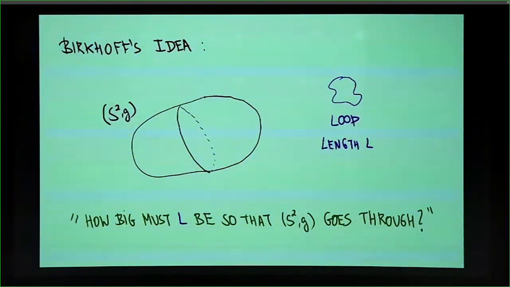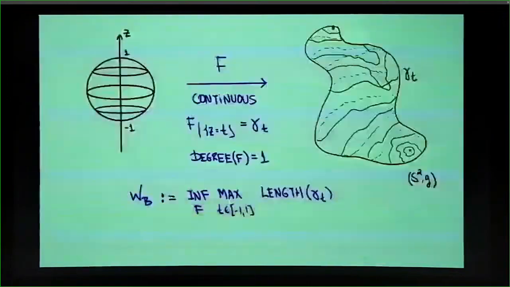Okay? So if the loop has an enormous length, then of course you can make your sphere pass through the loop. If the loop is too short, then if you try to pass the sphere through the loop, it will get stuck, right? And so there is a transition in the behavior. It passes, it doesn't pass. And this number L, in the intuition of Birkhoff, should be the length of a periodic geodesic. So let me go into more details.